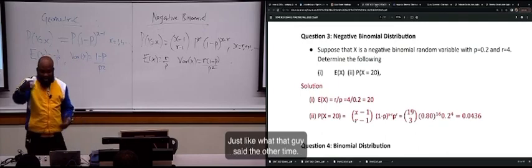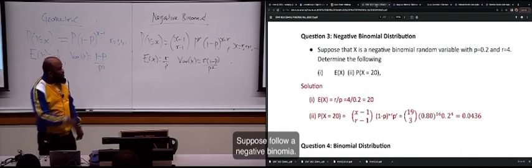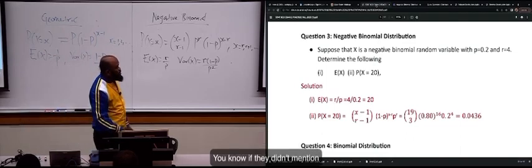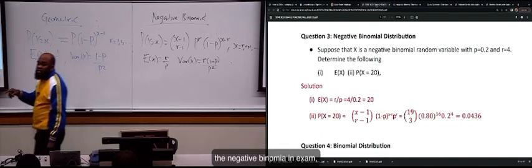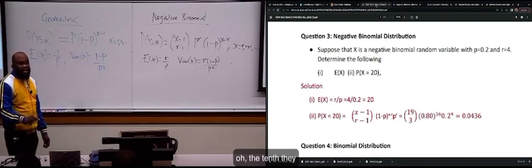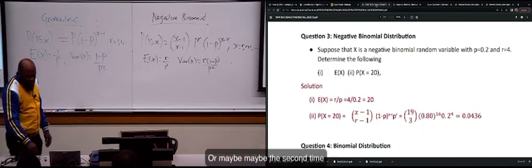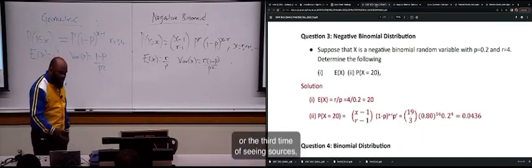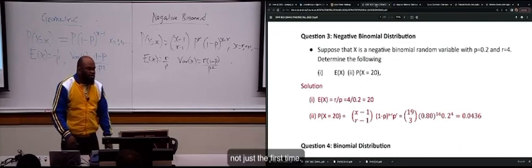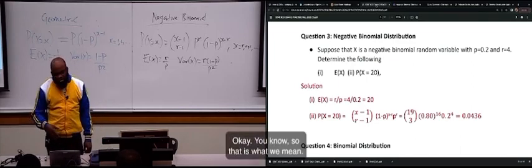Just like what that guy said the other time. Suppose X follows a negative binomial. If they did not mention the negative binomial in the exam, what you see is that they mention that maybe somebody is seeing success, maybe the second time or the third time of seeing success, not just the first time. Okay, please pay attention. So that is what we mean.